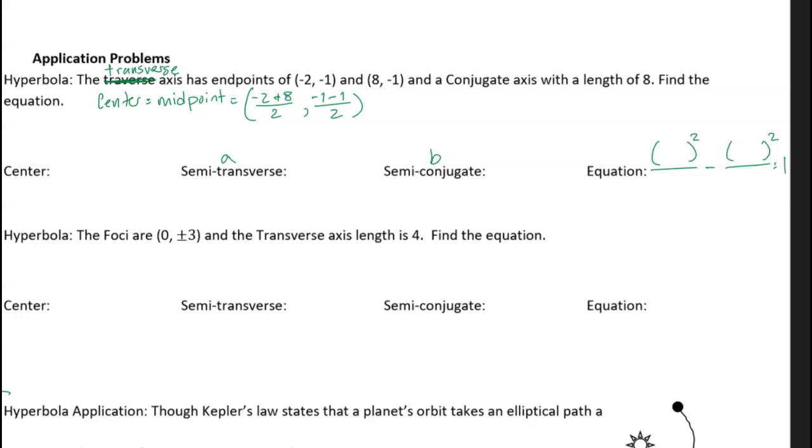So our center is located at -2 plus 8 is 6 divided by 2. That's 3, comma. Our k value of our center is located at -1 minus -1, which is -2, divided by 2 is -1. So our h value is 3, our k value is -1, meaning in our equation, I'm going to write down -3 and a +1.